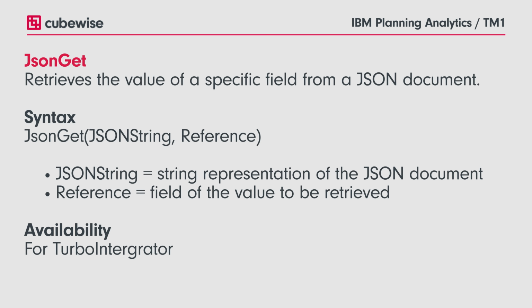The JSON get function retrieves the value of a specific field from a JSON document. JSON string is a string representation of the JSON document. Reference is the field of the value to be retrieved. This function is only available in Turbo Integrator.